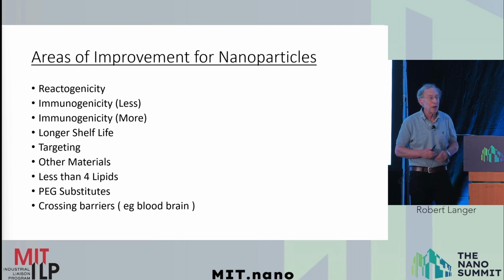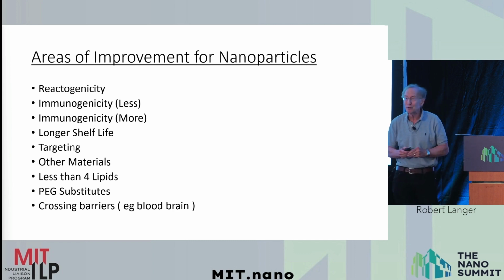Finally, could you cross barriers that right now you cannot cross, like the blood-brain barrier, which could be helpful in Alzheimer's and other diseases. So those are just a few of the things that we're thinking about and working on.